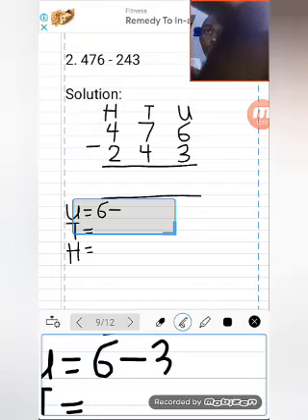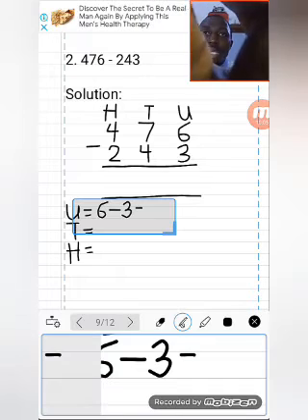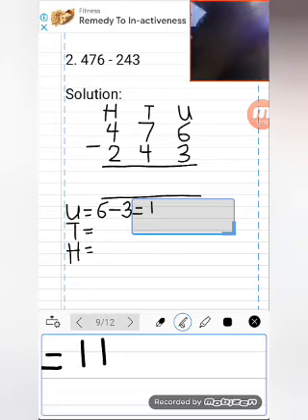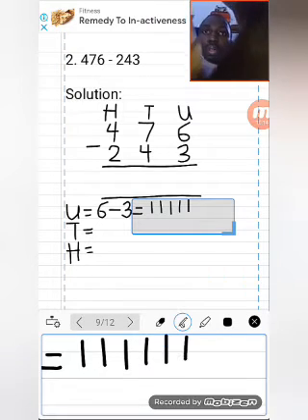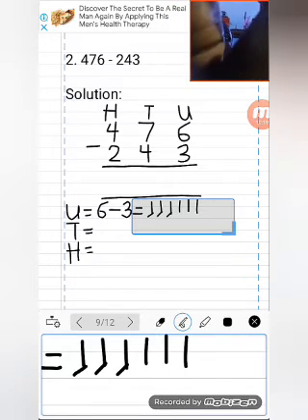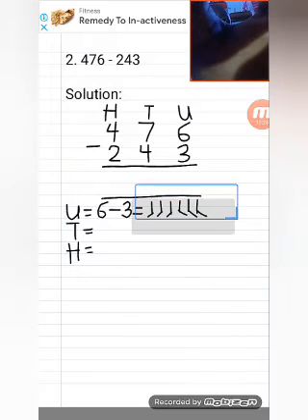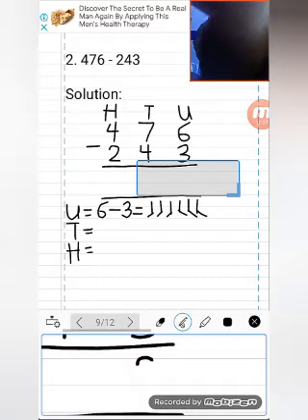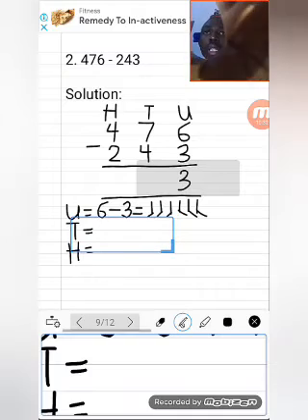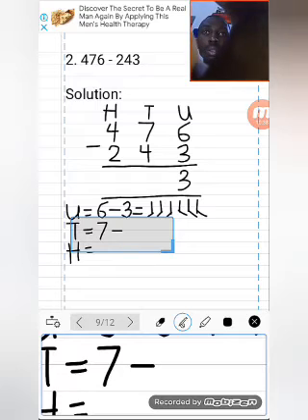minus 3. 6 minus 3. So for the 6 minus 3, we count 6. That will be 1, 2, 3, 4, 5, 6. Minus 3. 1, 2, 3. Then what do we have left? 1, 2, 3. So 6 minus 3 is 3. Okay, so the next one for the tens, we have 7 minus 4.